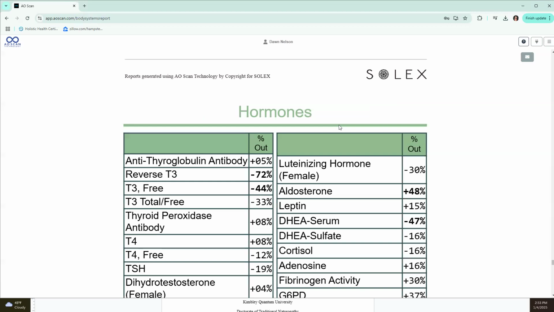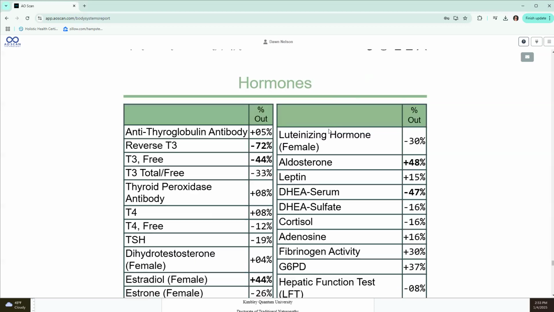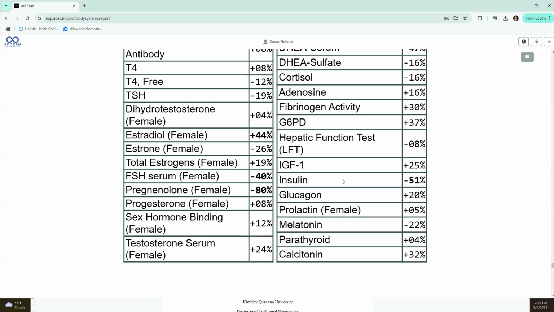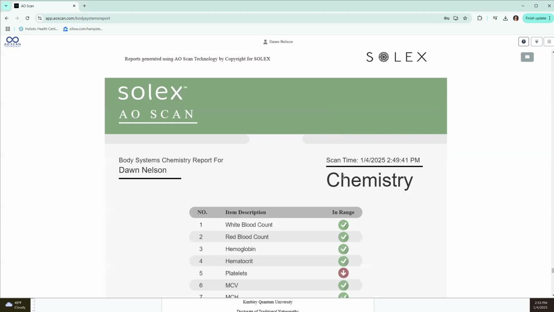And then here's that hormone panel I was talking about, right? So anything plus or minus 40% is not in normal range. Again, this was taken at that given moment, at that given time. If we did this again in a half an hour, it could look totally different. It could look exactly the same, but that's the beauty of being able to run this as often as you'd like.